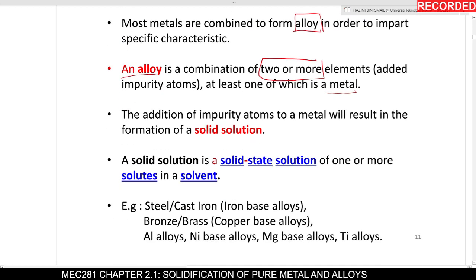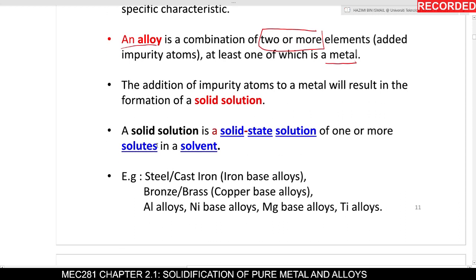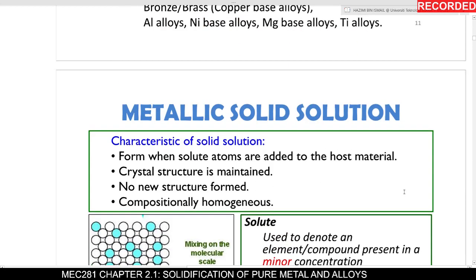Okay, the addition of impurity atoms to a metal will result in the formation of a solid solution. A solid solution is a solid-state solution of one or more solids in a solvent. Examples: steel, cast iron, brass, aluminum alloy, nickel base alloy, magnesium base alloy, titanium alloys, and so on.